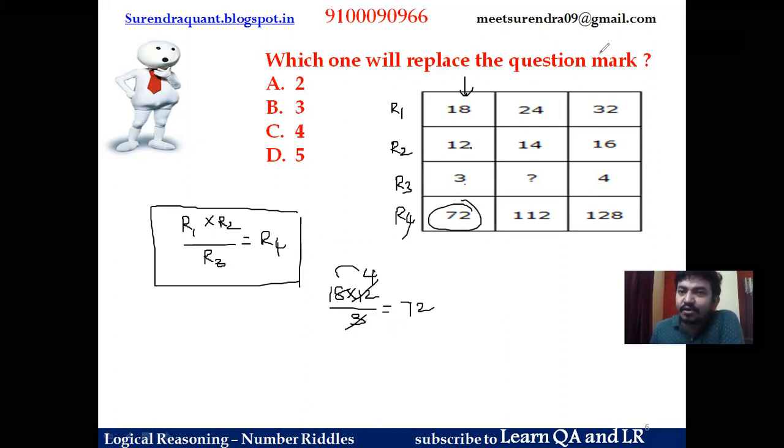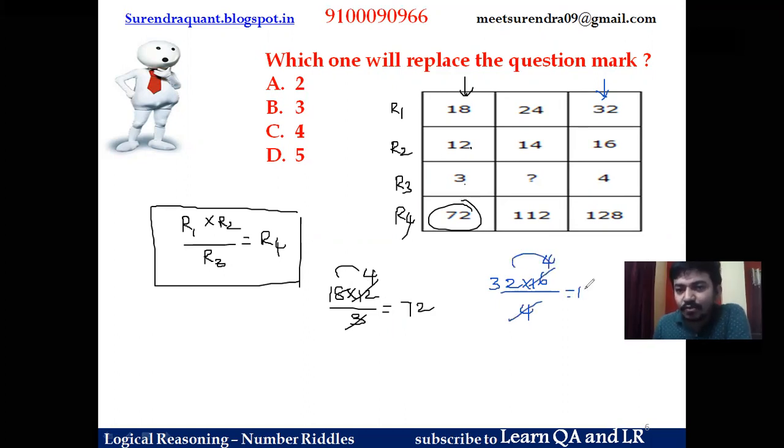So let us check whether it holds for the third column or not. So if it is what, guys? 32 into 16 by 4. So 4 goes 4 times, 32 times 4 is 128. It perfectly matches, right? So do the same thing here. Let's take the missing term is x. Then first two rows product divided by the third row.